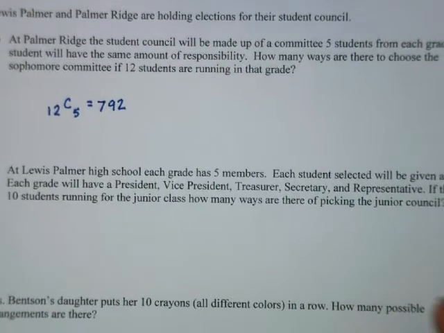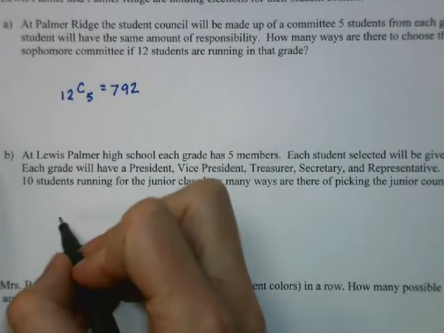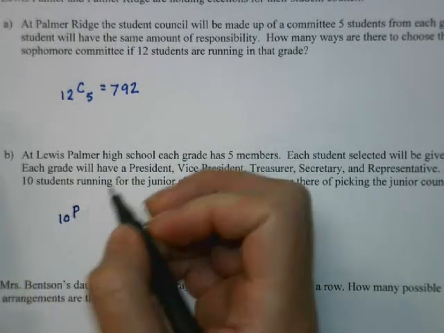Okay, at Lewis Palmer, each grade has 5 members. Each student selected will be given a title. Each grade will have a president, a vice president, a treasurer, a secretary, and a representative. If there are 10 students running from the junior class, how many ways are there to pick the junior council? So this is going to be a permutation. So 10P5.